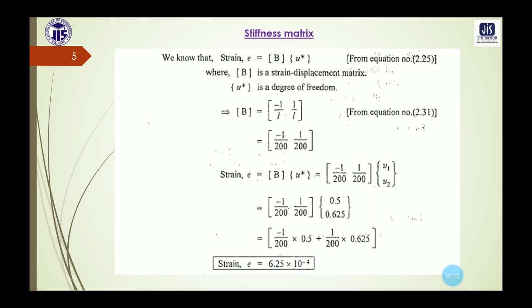So now if we put the value of the B matrix and the U star matrix in the formula of strain, then we can write, instead of this U star matrix, these are the displacements for this bar section, which are actually U1 and U2 inside this column matrix. So we are getting a multiplication of a row matrix and a column matrix here. Now if we do the matrix multiplication, then finally we get the value of the strain, small e, which is equal to 6.25 into 10 to the power minus 4. So this is the procedure using which we have calculated the strain here.